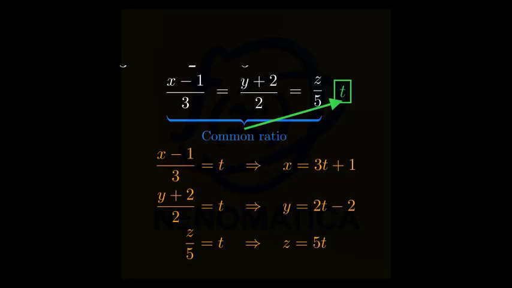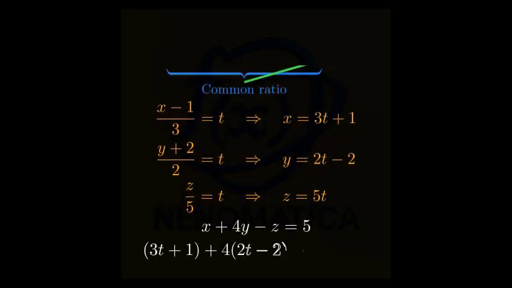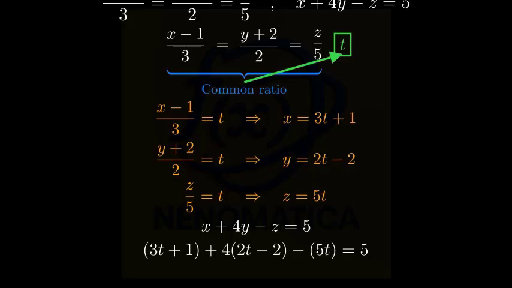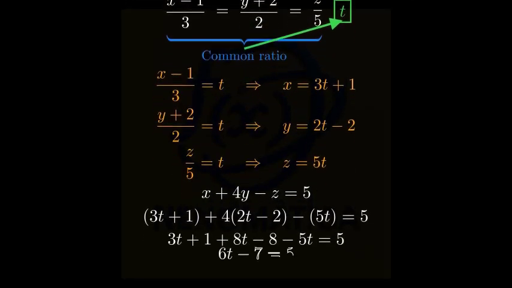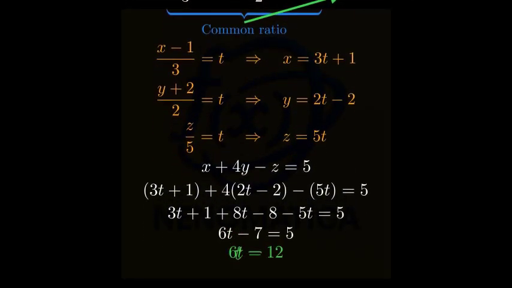Next, substitute these expressions into the linear equation. We plug x equals 3t plus 1, y equals 2t minus 2, and z equals 5t into x plus 4y minus z equals 5. Carefully simplify to isolate t. We get t equals 2.